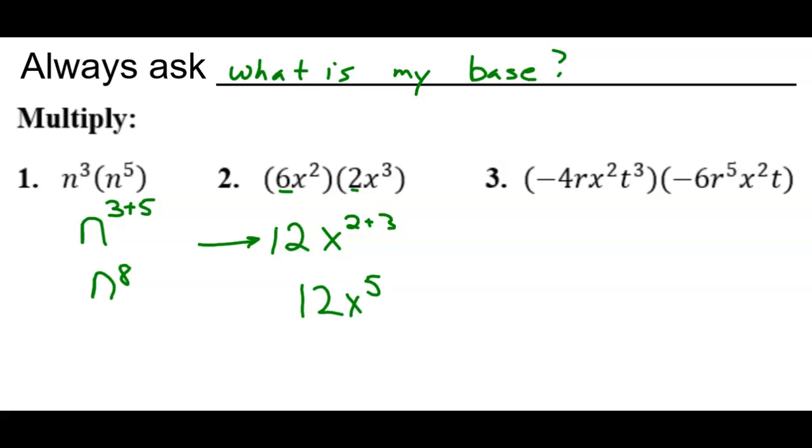A couple of them. Okay, so this one, positive or negative? Positive. R to the what? 6th power. X to the what? X to the 4th power, and T to the 4th power. Okay, thank you.